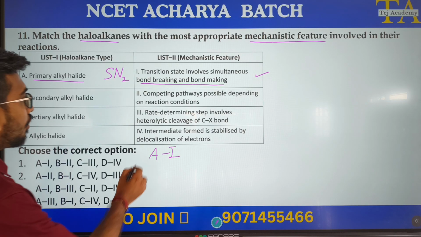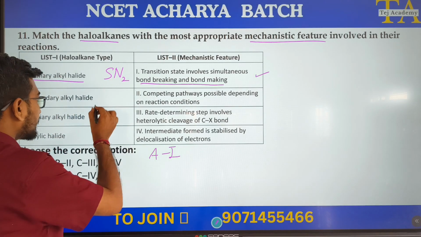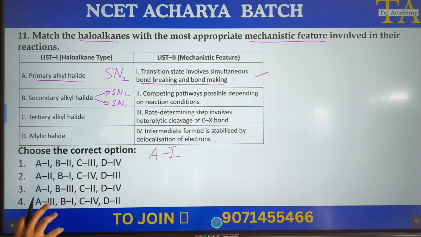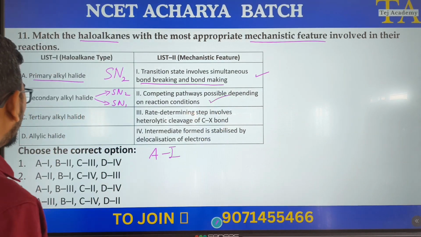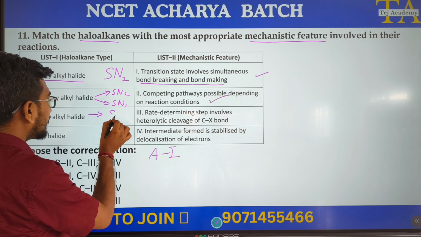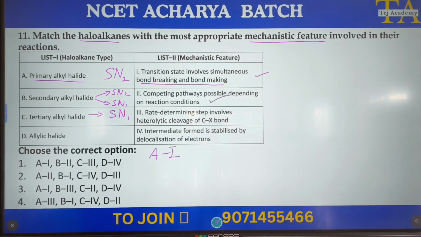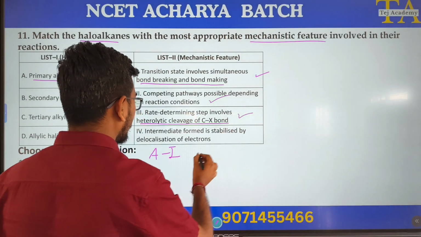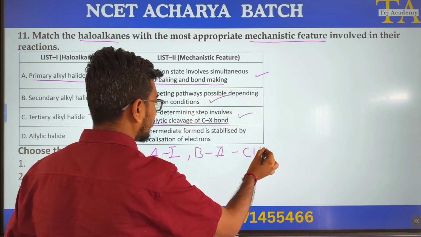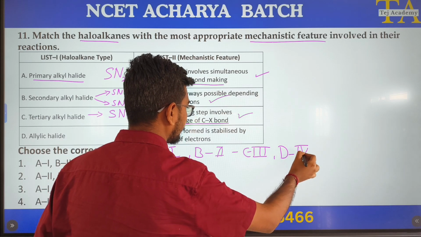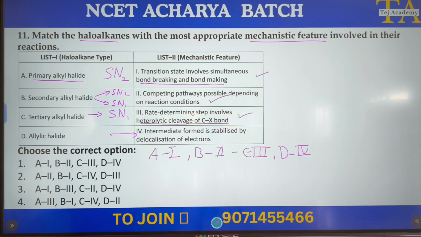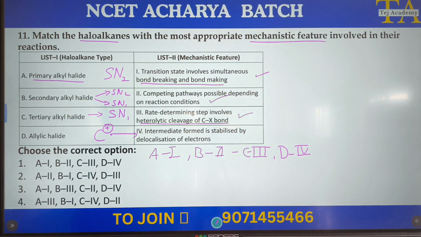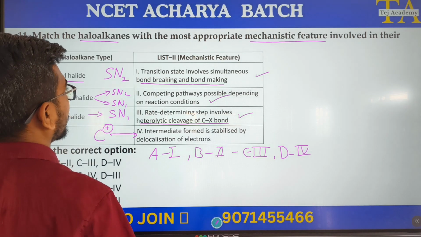Secondary alkyl halide, competing pathways possible depending on reaction condition. So this secondary alkyl halide may go by SN2 mechanism or it may go by SN1 mechanism, based upon the given conditions. So second option is also correct. Third one, tertiary alkyl halide is more reactive towards SN1 mechanism. So rate determining step involves heterolytic cleavage of carbon halogen bond. So this one is also correct. So A1, B2, then C3, then obviously D will be 4. So allylic halide intermediate formed is stabilized by delocalization of electron. So stabilization of carbocation will take place in the presence of allylic halide. So first option will be your correct answer.